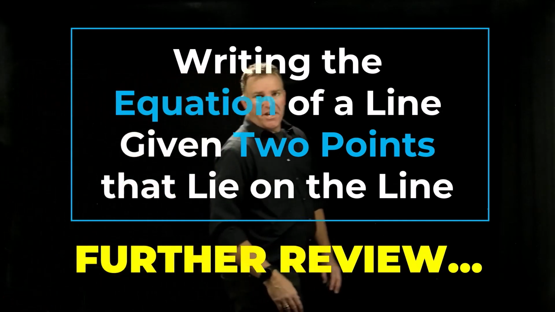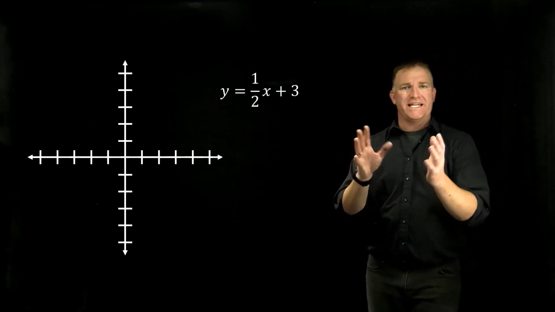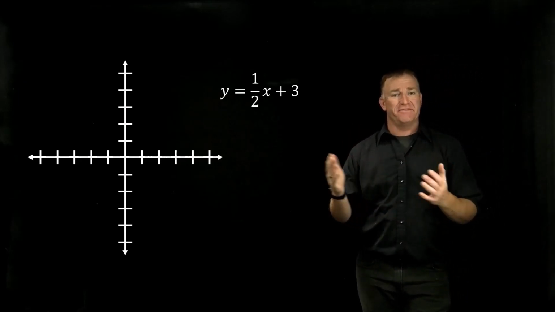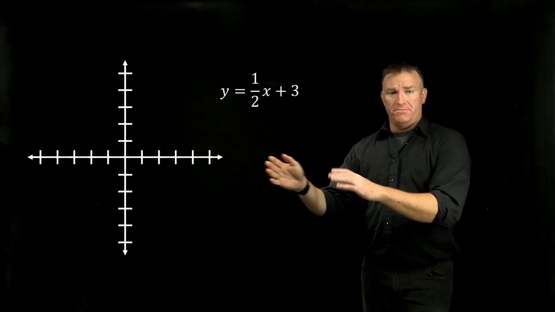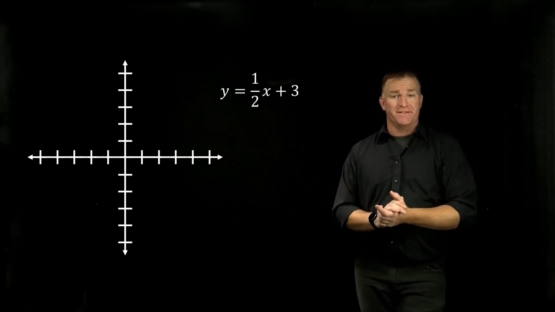So in our last video, we looked at how the slope and the y-intercept work together to define the appearance of a line. Change the slope, change the y-intercept, change them both, you'll get a line that looks different somehow.